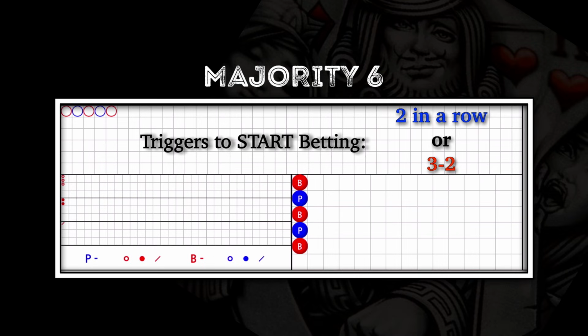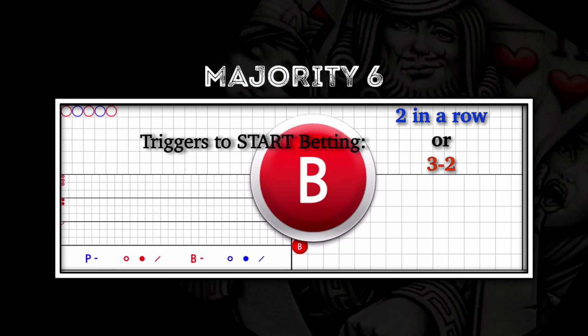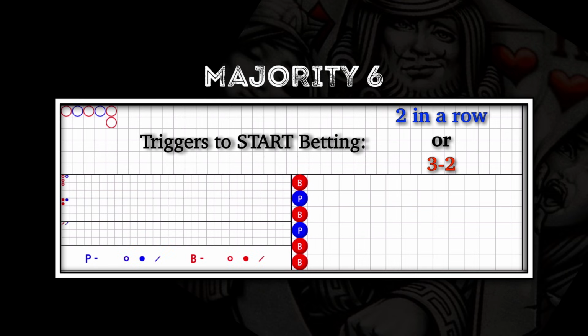Well, my second trigger is a 3-2. So if we don't get a 2 in a row for a column, our next trigger is a 3-2. In this case, banker is leading 3-2 against player. So I'm going to place a bet on banker for this column. If a banker comes, great, we win. We move on to the next column.